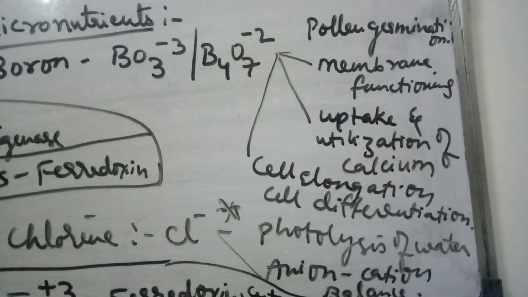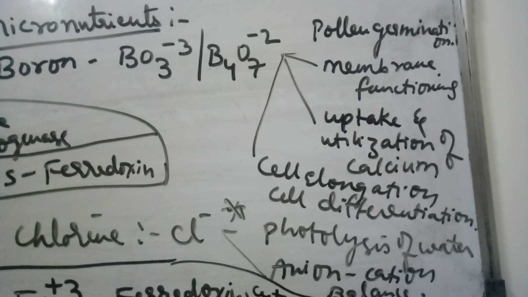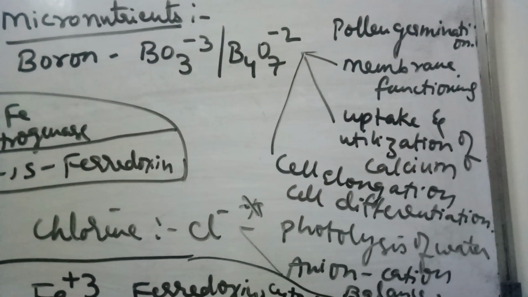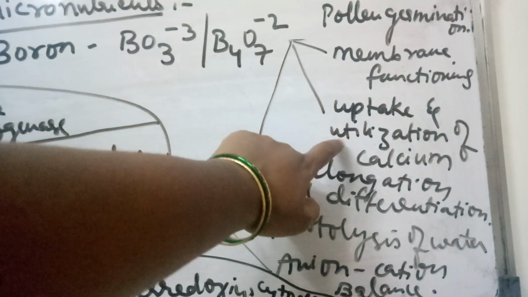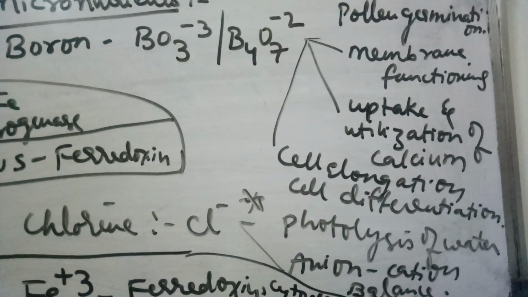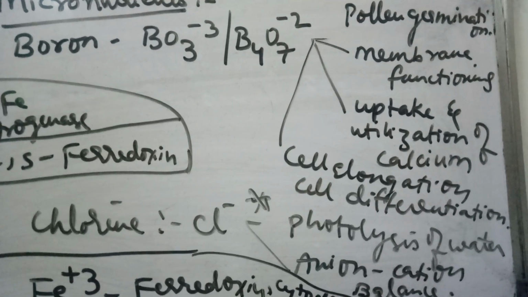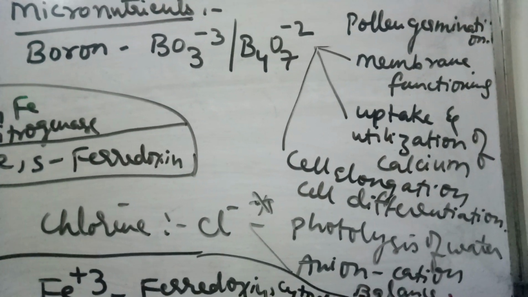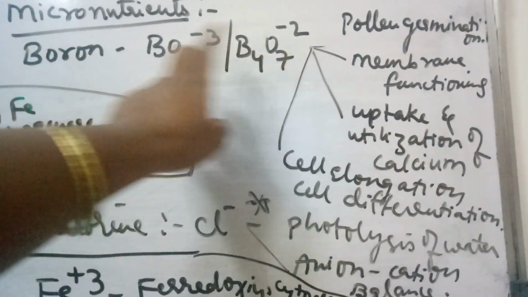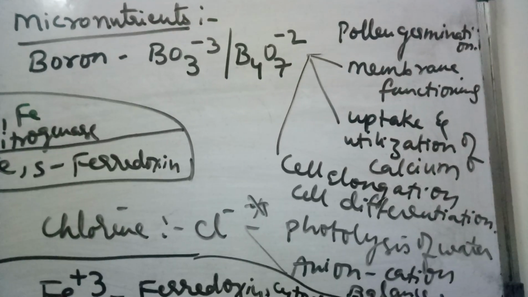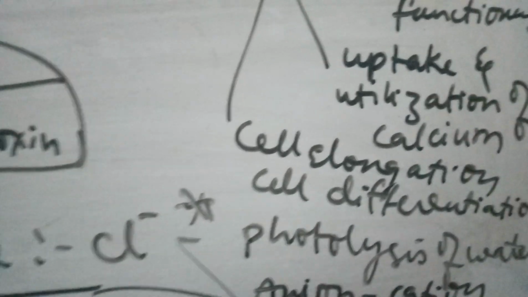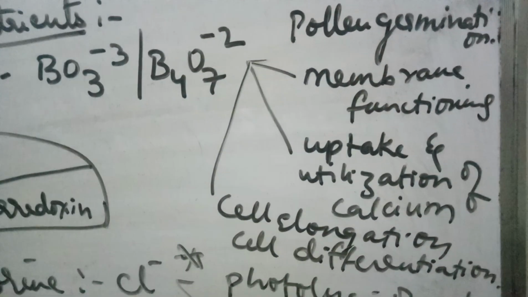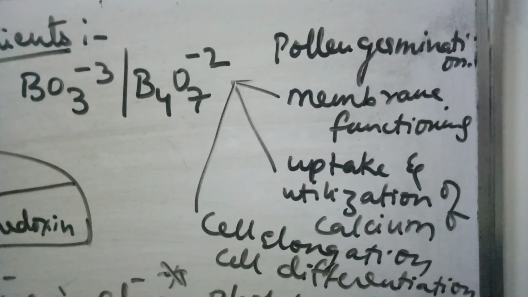Boron also plays an important role in membrane functioning. And boron plays an important role in uptake and utilization of calcium. The plant takes up calcium and utilizes calcium, and in that uptake and utilization, boron plays an important role. Boron also plays an important role in cell elongation and cell differentiation. These are important roles played by boron.